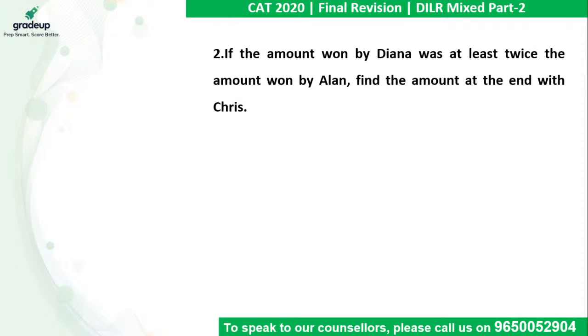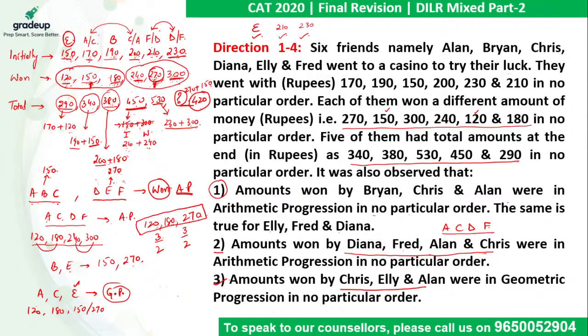So in question number 2, he says if the amount won by D was at least twice the amount won by A, find the amount at the end with C. So please keep that in mind. The amount won by D was at least twice the amount won by A. So I know the amount won by A is either 170 or 200, right? And the amount, sorry, not this one, they are the initial amounts. So 170 got clubbed with 120. So this is the amount 1.